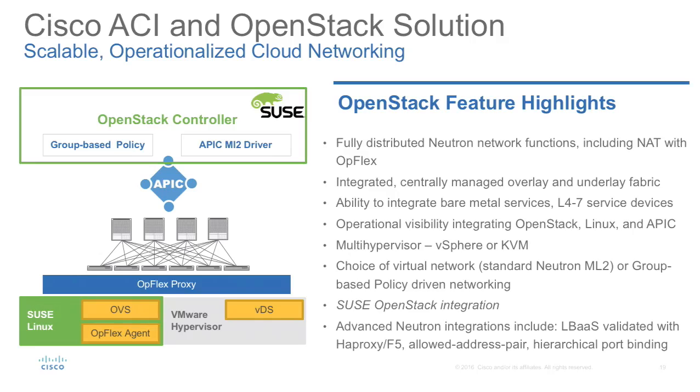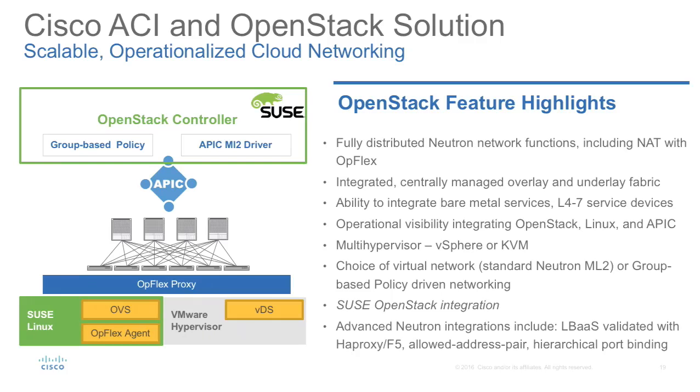But one essentially uses our policy model from ACI and something called group-based policy, and we also have a regular ML2-based deployment as well. Our solution actually leverages OVS, the upstream OVS that'll ship with SUSE. And then we use something called an OpFlex agent, which is an open source component that allows our fabric to also manage the OVS as if it's part of our underlying infrastructure.